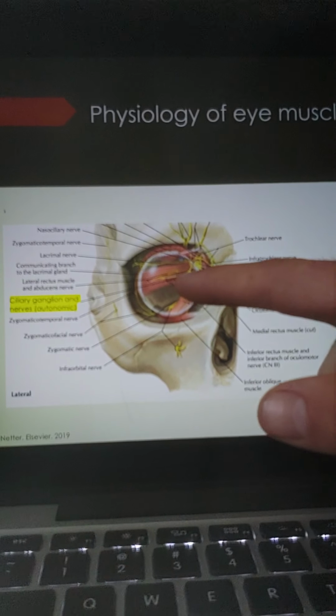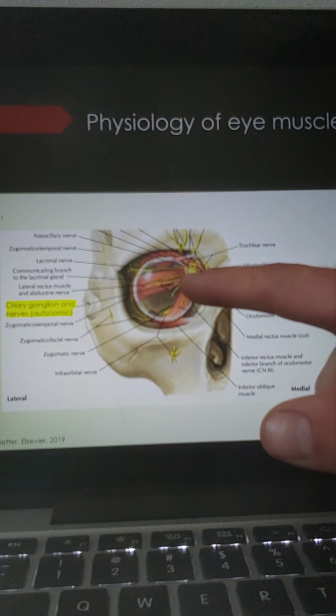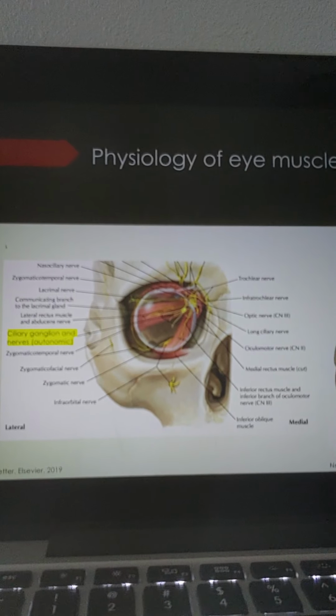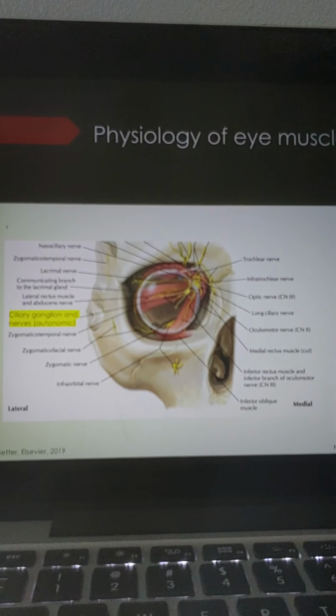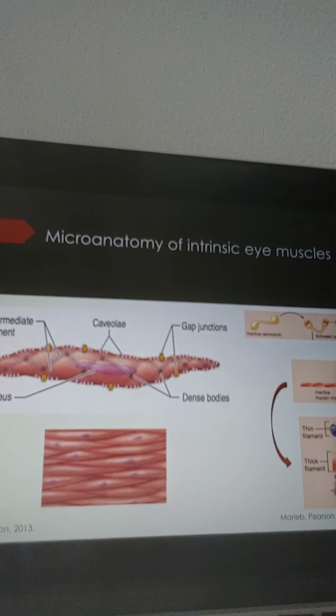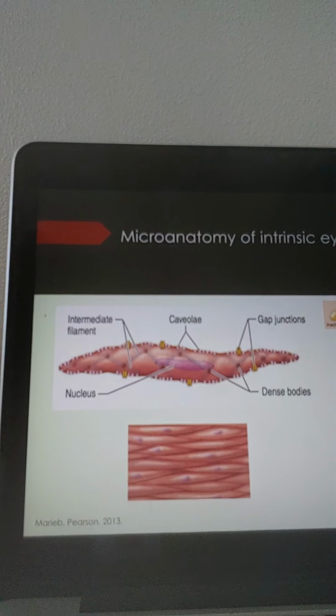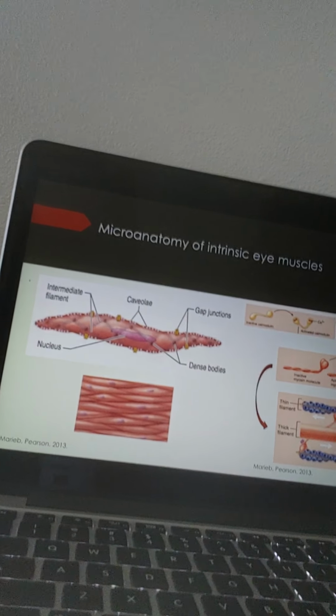And so these muscles are a part of the autonomic nervous system because they are smooth muscles. Unlike the extrinsic muscles, the intrinsic muscles are smooth muscles. So we do not have control over the contraction of these muscles. When we look at something, our eyes focus on it automatically without the intention of us focusing on that particular object that we're looking at. And so a little bit of the microanatomy of these smooth muscles.